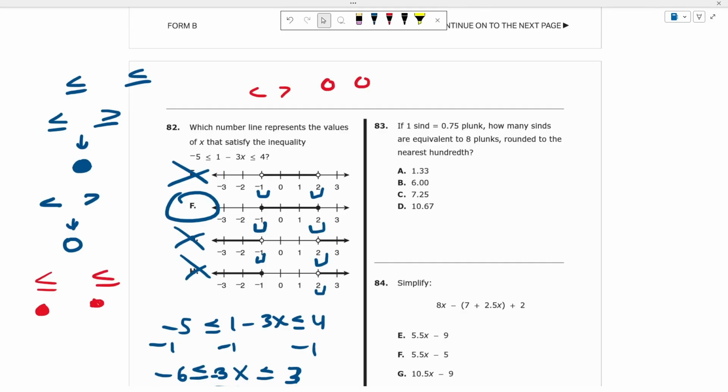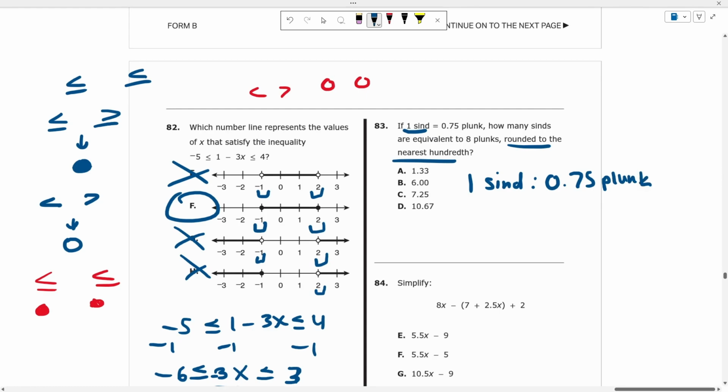Number 83 says that 1 sind is equal to 0.75 plunk. How many sinds are equivalent to 8 plunks rounded to the nearest hundredth? So you know that this is a ratio, so 1 sind is always going to equal 0.75 plunk. Now, how many sinds are equivalent to 8 plunks? So if I have 8 plunk and I have x sinds, how many sinds am I going to have? Well, I need to solve for that.